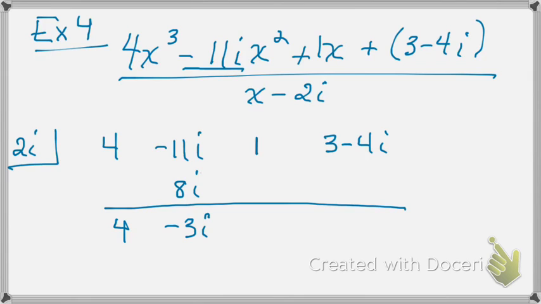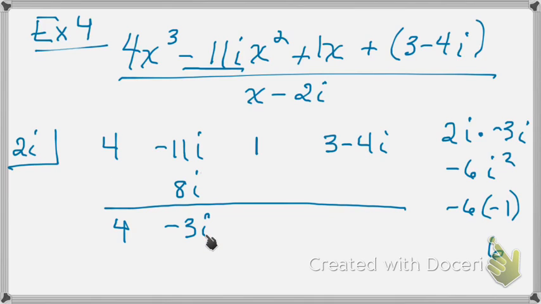6i squared. So I'll put that over here as a side note. 2i times negative 3i is negative 6i squared. But remember what i squared is equal to? Negative 1. i squared is negative 1. So I'm replacing the i squared with a negative 1. Is everybody okay with that? Negative 6 times negative 1 is 6. So when I take 2i times negative 3i, I end up with a plain old 6.